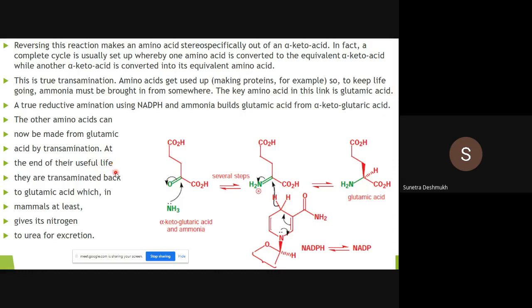At the end of their useful life, they are transaminated back to glutamic acid, which in mammals at least gives its nitrogen to urea for excretion. So this is the scene; these are all reversible reactions. Okay, and we see here alpha ketoglutaric acid and ammonia react in the presence of NADPH and turn into glutamic acid. And reversibly, this amino acid can convert back to alpha ketoglutaric acid. But we are concerned here with the role of NADPH. In some cases pyridoxal phosphate performs this role, and here NADPH is performing it. Okay, this is the reductive amination in nature.